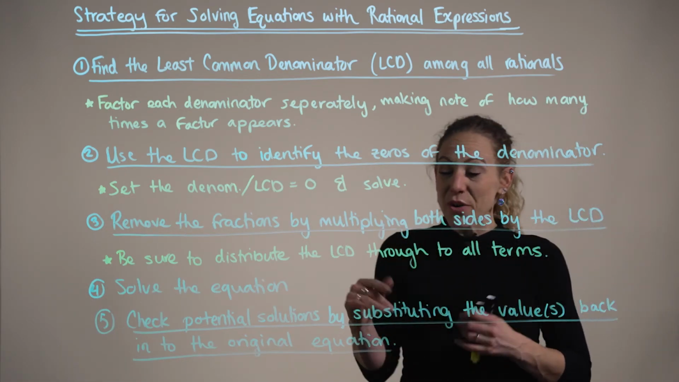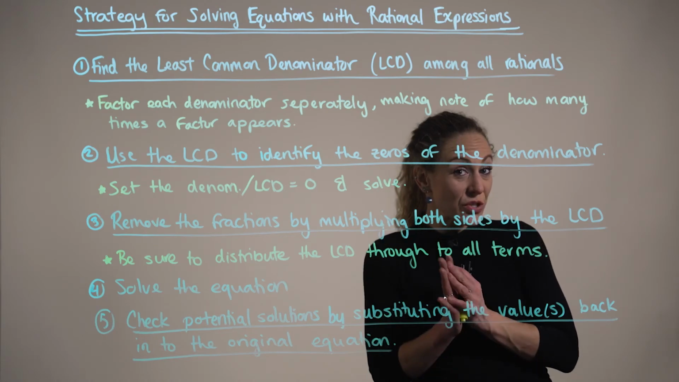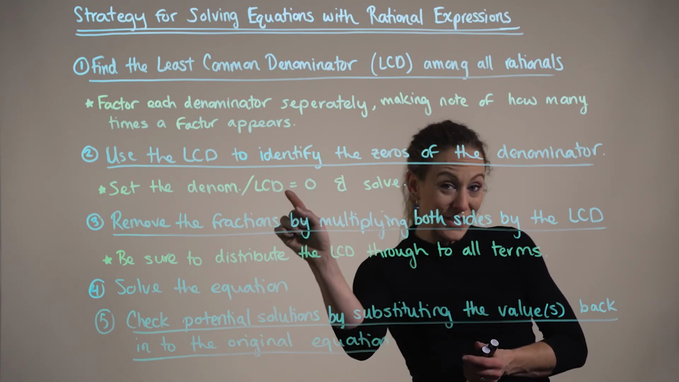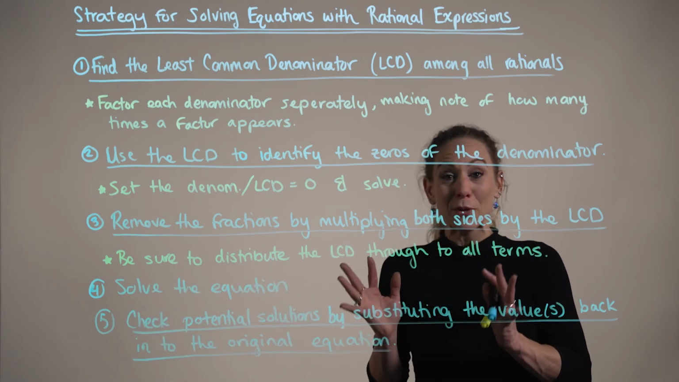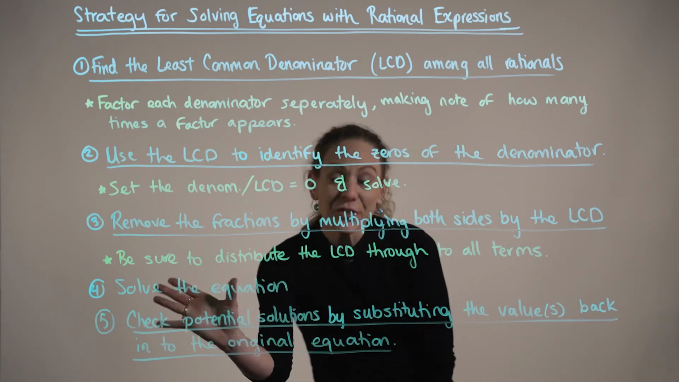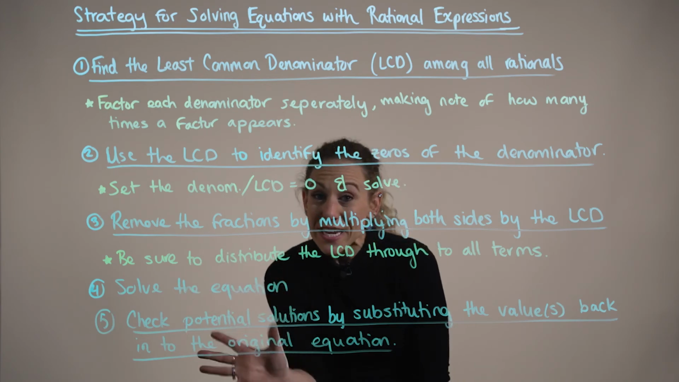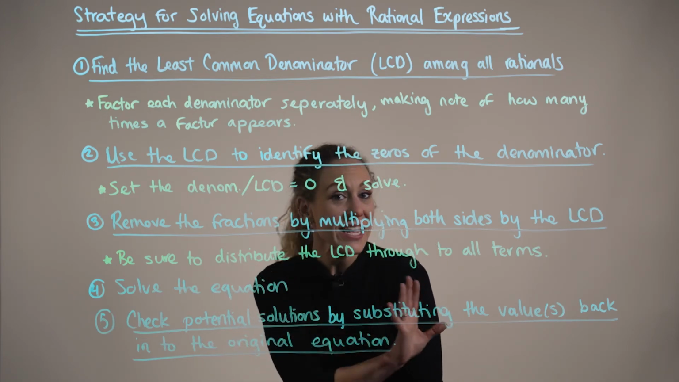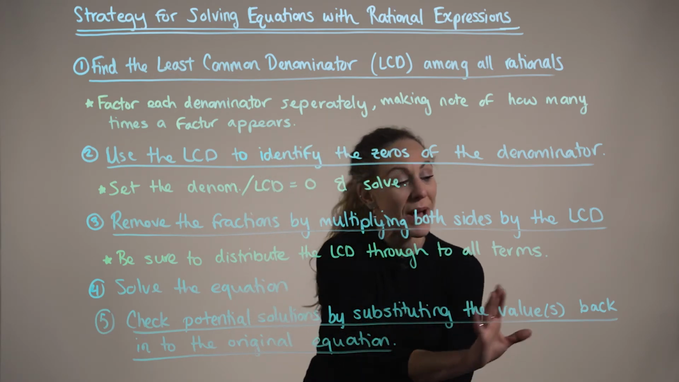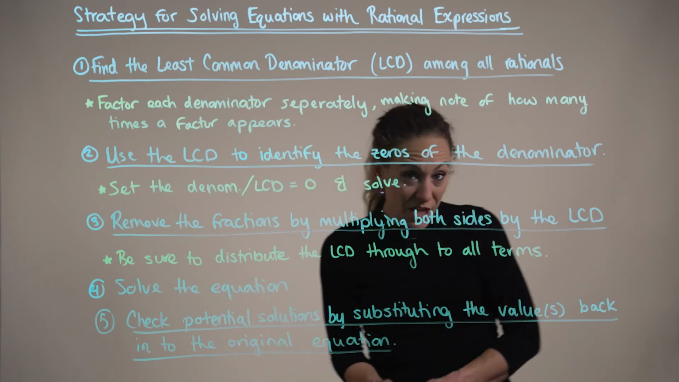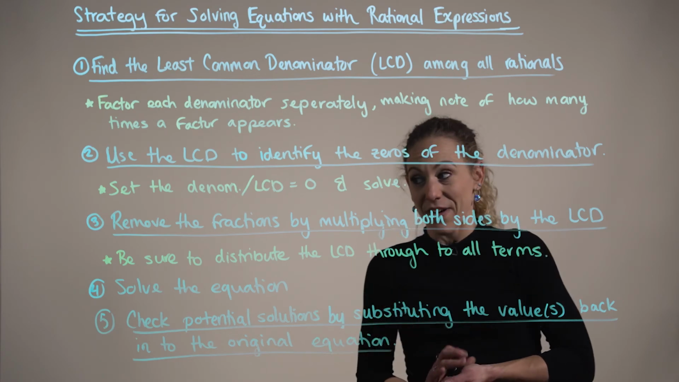Now, since we know that rational expressions do not exist if their denominator is equal to 0, step 5 is of the utmost importance. After you're done solving your equation, we need to make sure that we check any and all potential solutions by substituting these values back into the original equation to make sure that it's satisfied.